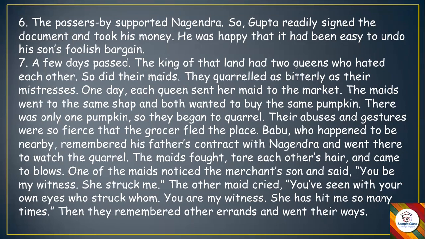The king of that land had two queens who hated each other. So did their maids. They quarreled as bitterly as their mistresses. So there was a king of that particular land where Babu and Nagendra were living, and that king had two queens. But both the queens fought with each other. They hated each other, and they were always fighting. And so were their mates, their servants. Okay, even they used to quarrel with each other.